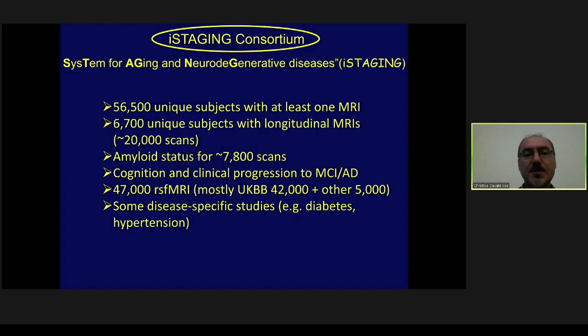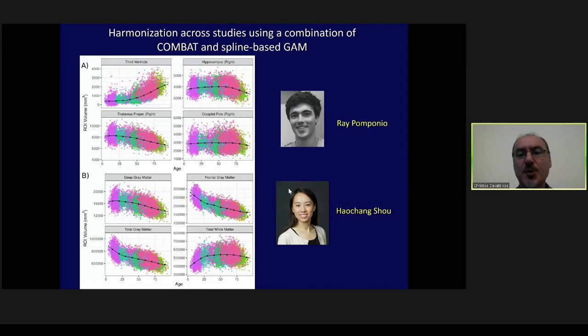We have been involved in several consortia. One of them is the iStaging Consortium, which is now in its 3rd or 4th year. It's an imaging-based system for aging and neurodegenerative diseases. We've pulled together data from over 15 studies. It's now 56,000 unique subjects. More than 6,000 have longitudinal scans, so on average, three scans. Many of them have amyloid status and so forth. UK Biobank has been a major contributor, of course, with all the functional data and structural data. And the first problem we solved, we published a paper on recently in Neuroimage.